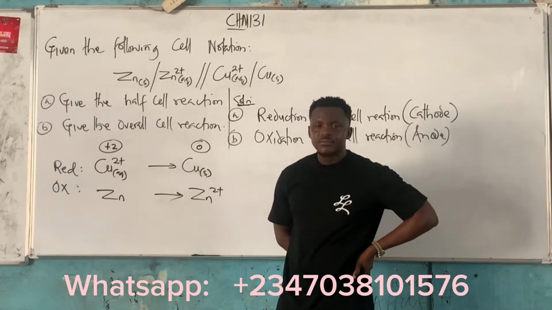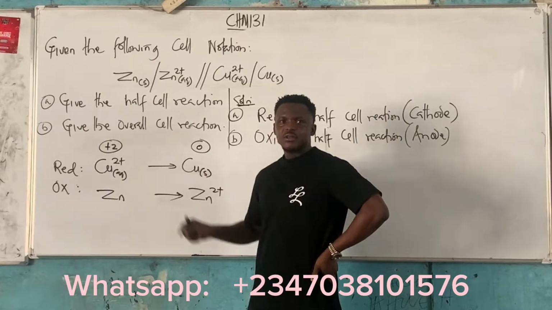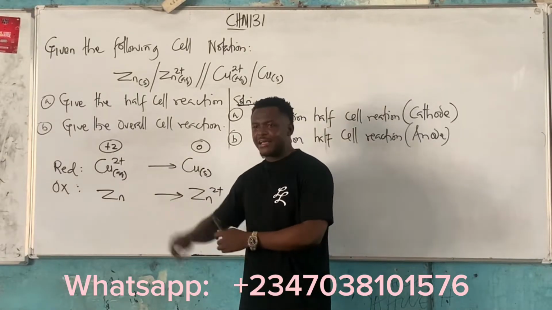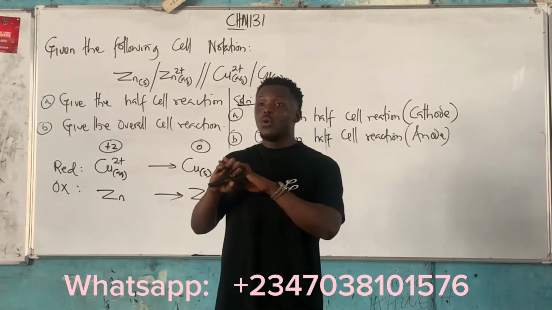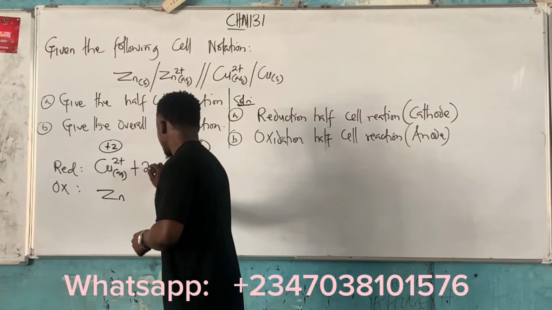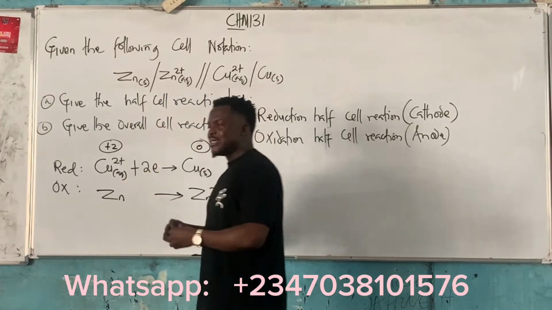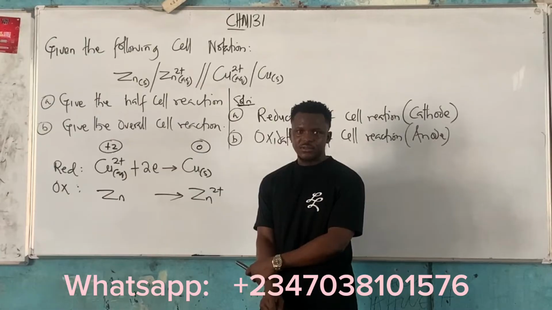2, right? Meaning that I need to reduce 2 to 0. How many electrons will I add? 2 electrons, right? Because electrons are negatively charged. So I'll come to the left hand side and say plus 2 electrons. This one is balanced in terms of charge and in terms of atoms.